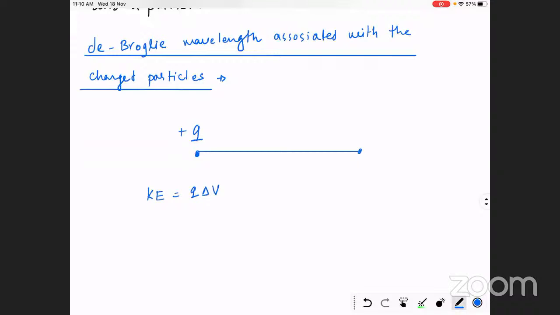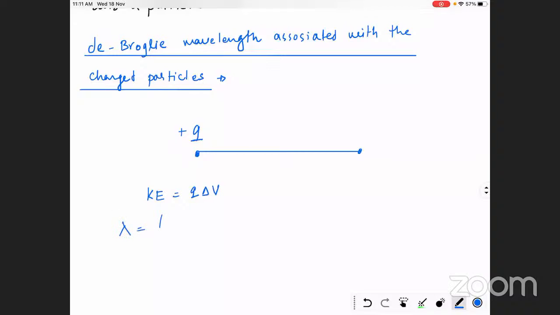Everyone remember this or no? Click on yes if you remember this. If you put a positive charge at higher potential, it will accelerate towards lower potential by itself. So gain in kinetic energy is always equal to Q delta V.